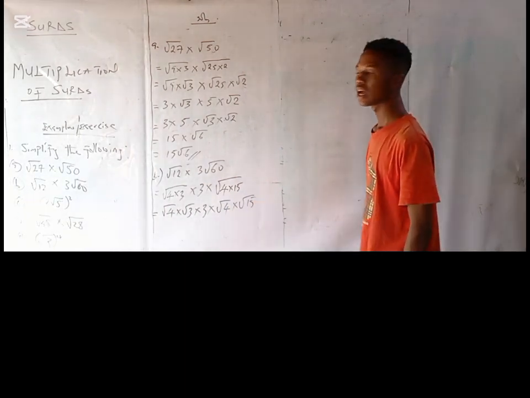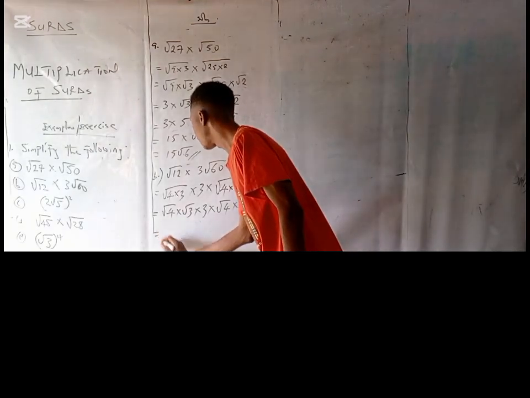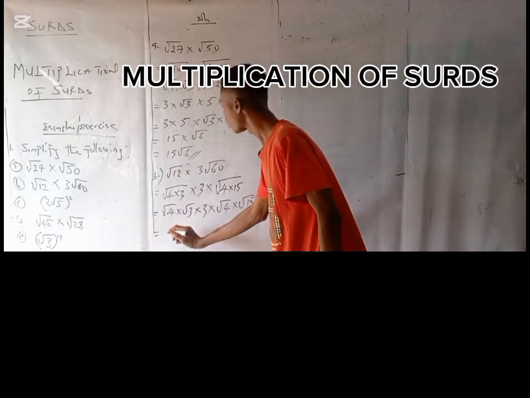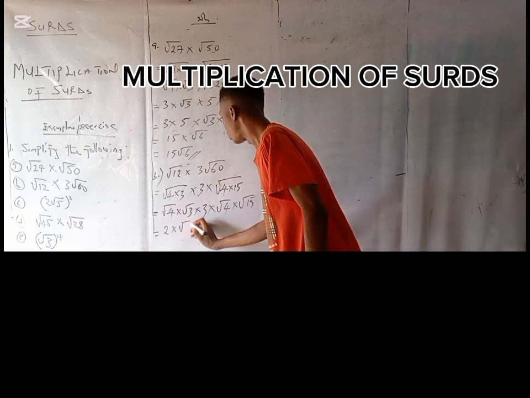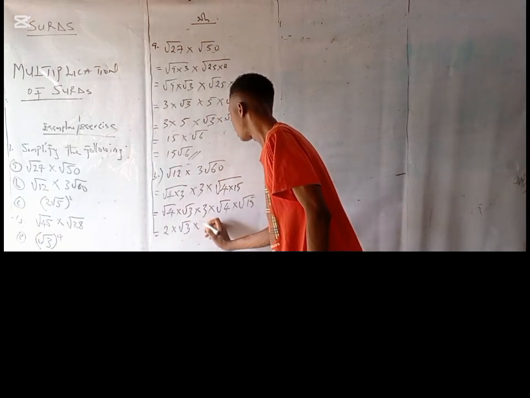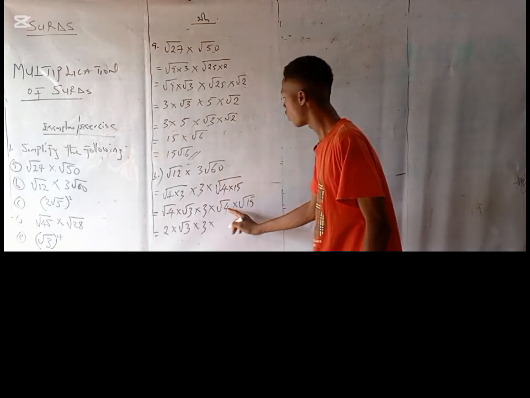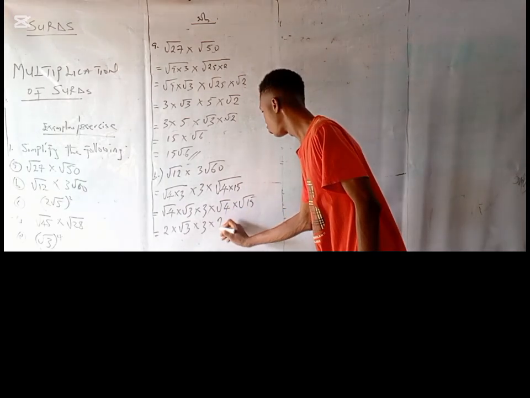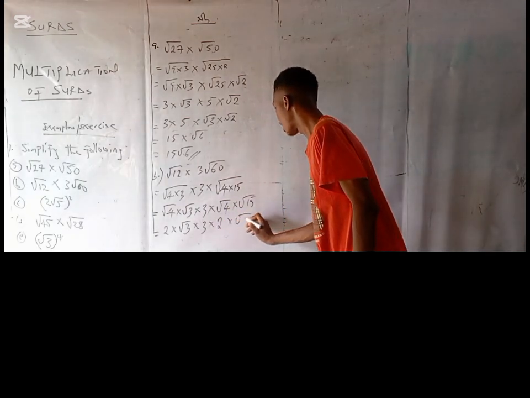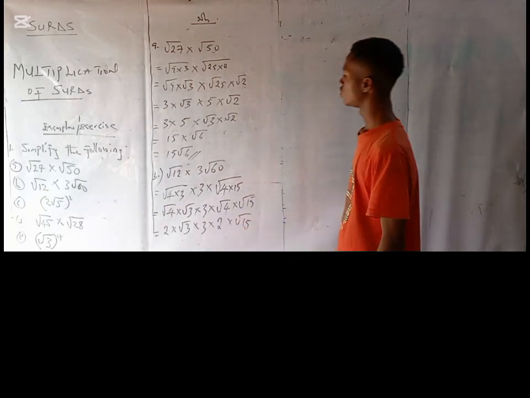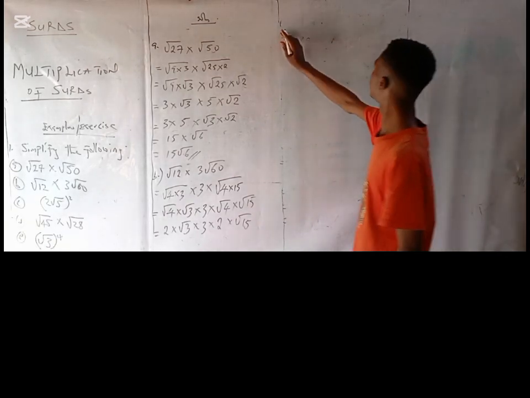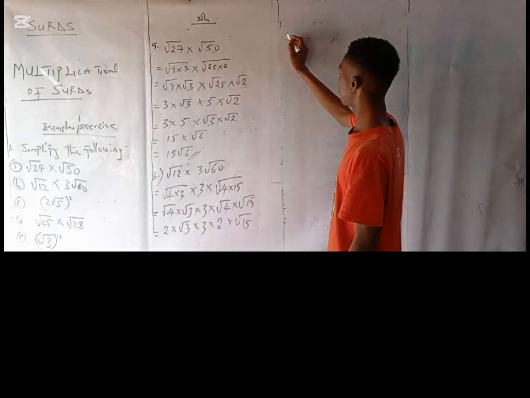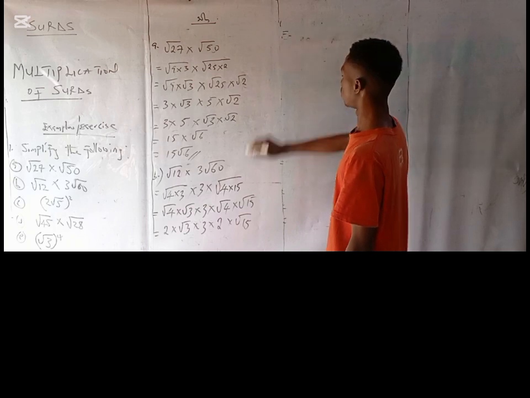Altogether, what do we say now? It is equals to root 4, which is 2, times root 3, times 3, times root 4, that is square root of 4 is 2, times root 15. So in this case now, what do we do? Let's push over here.